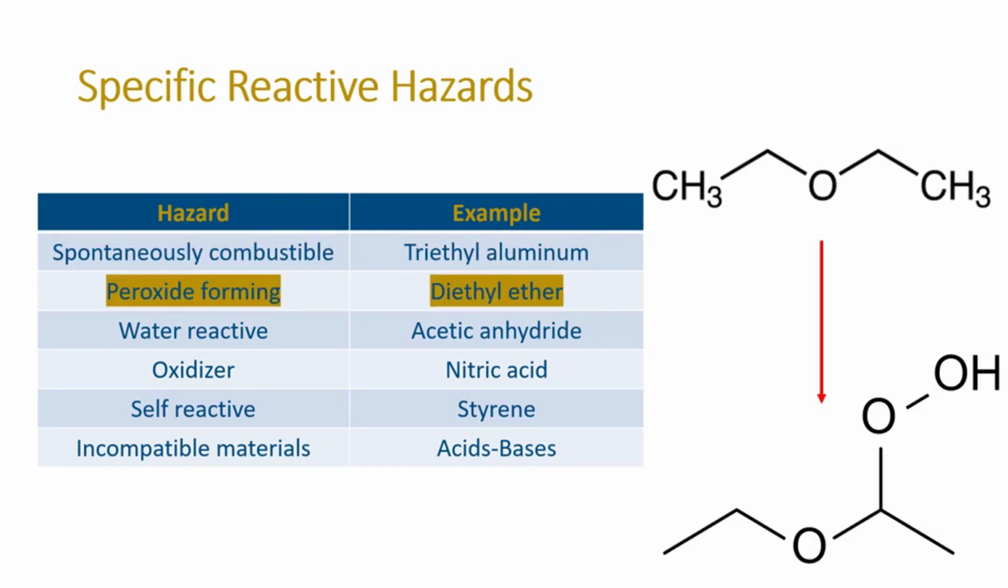Peroxide-forming materials also present a reactive hazard. Peroxide-forming materials react with oxygen in the atmosphere to form unstable peroxides. An example of such a material is diethyl ether.